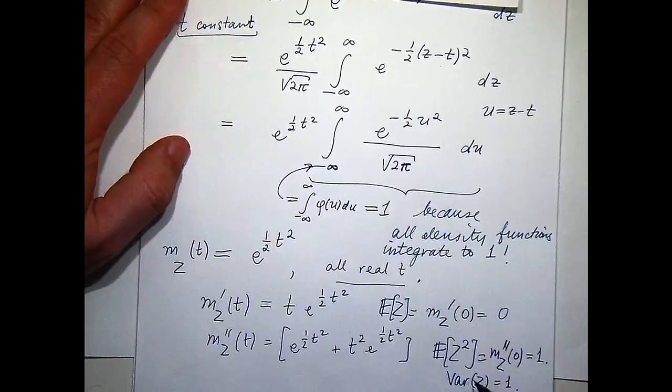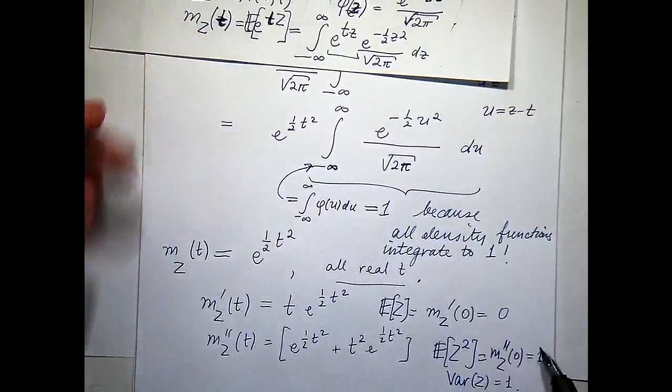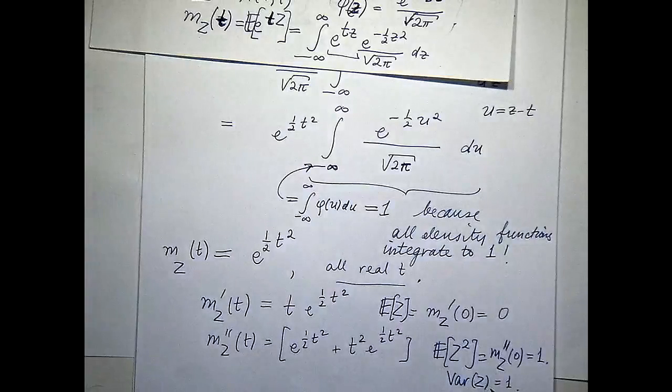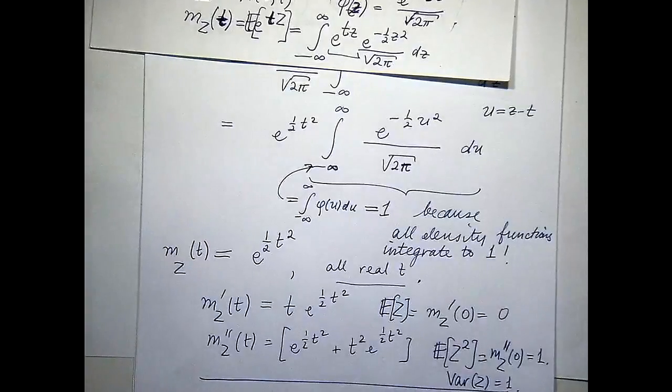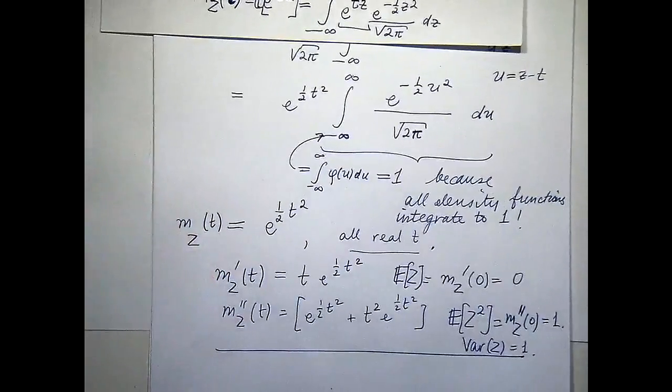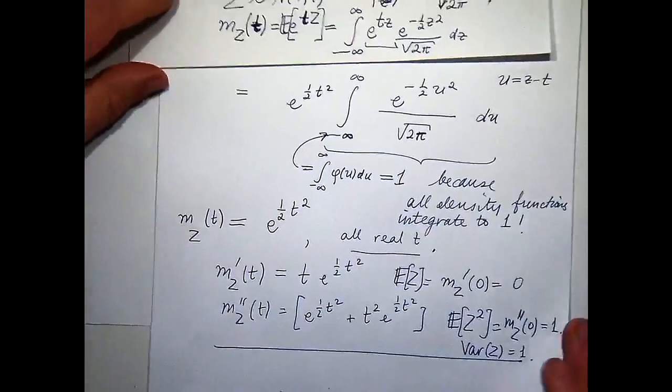Remember, expected Z squared is the same as the variance of Z. Variance of Z is a central moment about the mean, and the mean is 0. So variance equals E[Z squared] minus mean squared. Okay, so those things you probably already knew, but we've derived them using moment generating functions. Now I want to talk about shifting and scaling random variables.